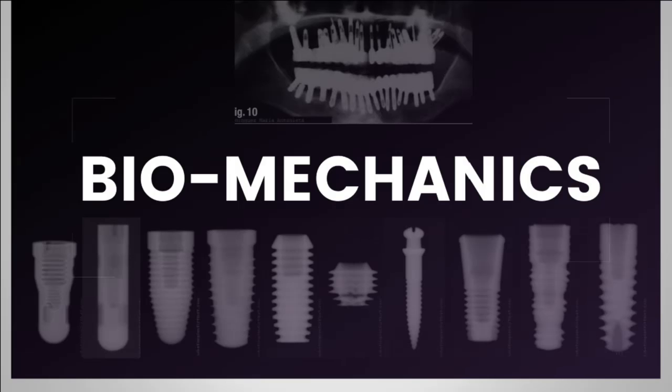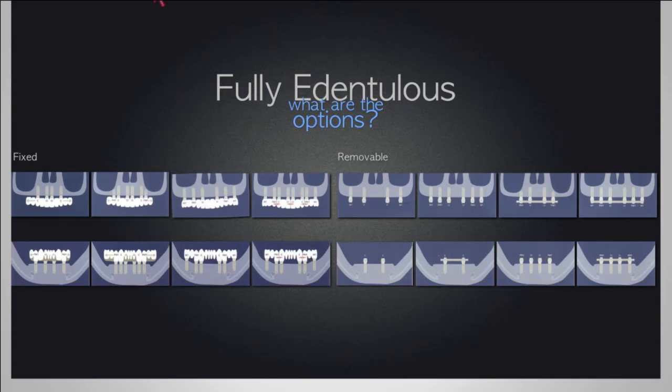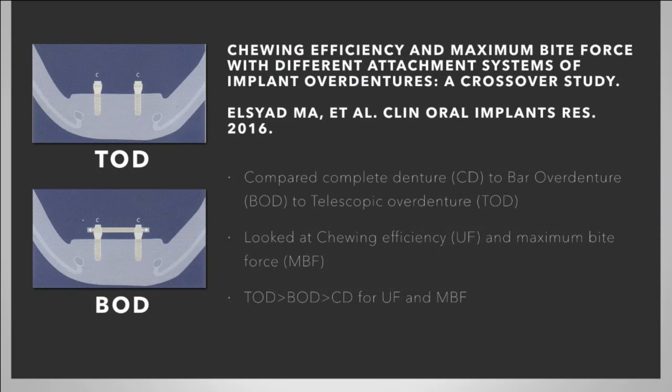How about the biomechanics of the different solutions? We've talked about two implant locator overdentures. We've talked about full arch bridges. What is the difference in the function that the patients get from these two options? When we look at the different options, one of the papers I found useful is a new paper that's coming out, comparing complete dentures to bar overdentures to telescopic overdentures.